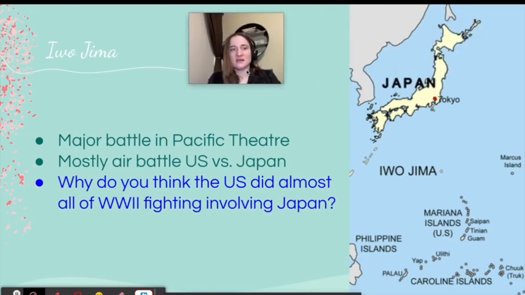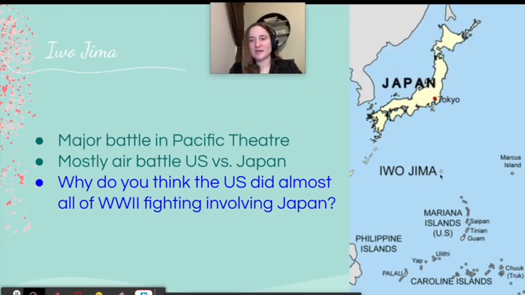All right, Iwo Jima. That's another really major battle. Here it is. It's a tiny, tiny little island off of Japan. So this is also a major battle, mostly an air battle on this one, though, instead of a land or sea battle. So my question for you is, why do you think the U.S. did almost all of the World War II fighting involving Japan?